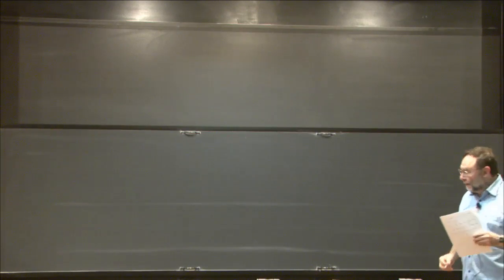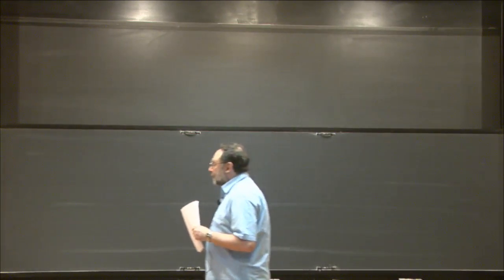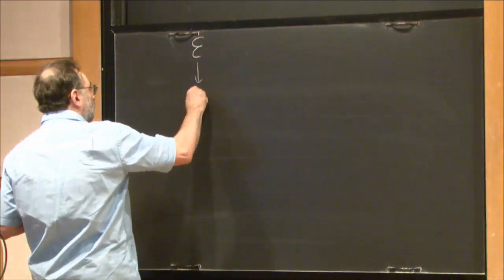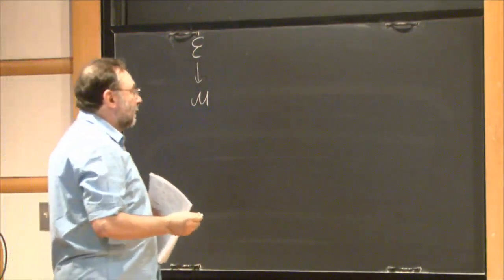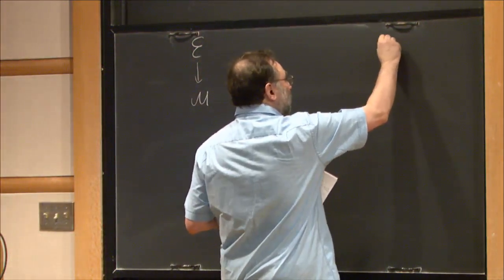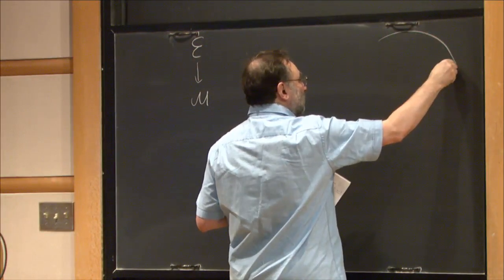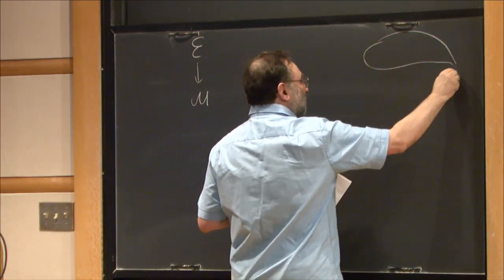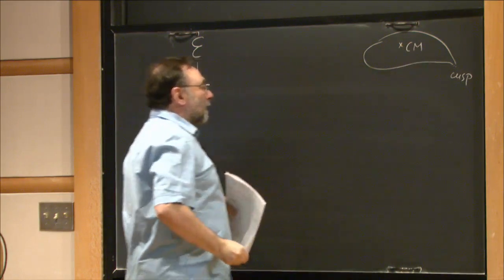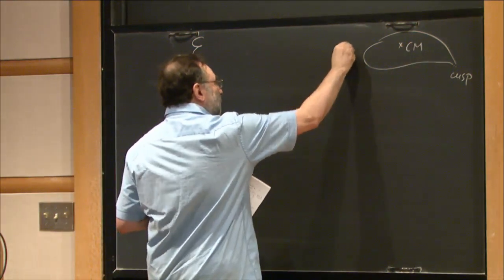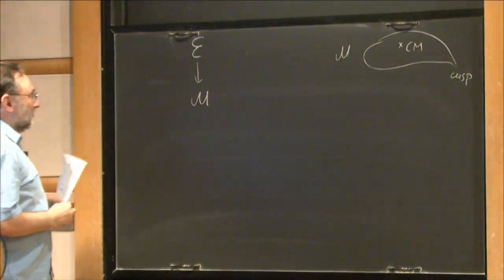Okay, thank you. So I'm going to talk today about elliptic curves. There is a universal elliptic curve, and I would be interested in two things. You can imagine a vague cartoon of this curve. It has some cusp and has CM points. This is my modular curve, so to speak, and I would be interested in the modular curve.